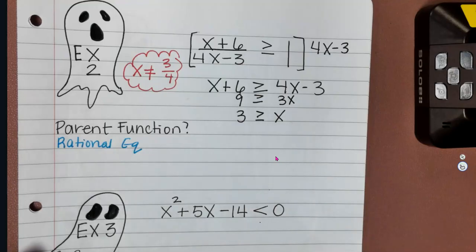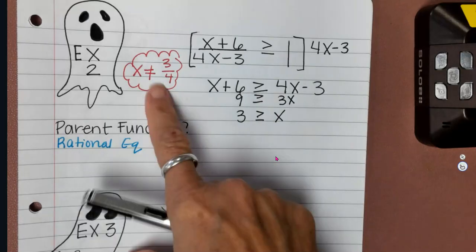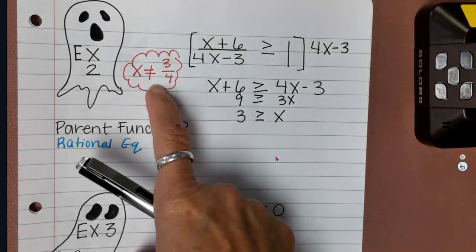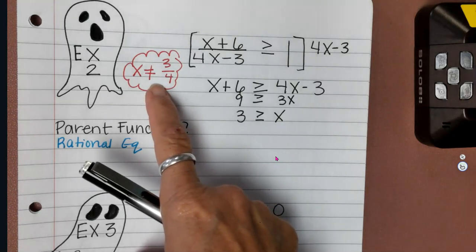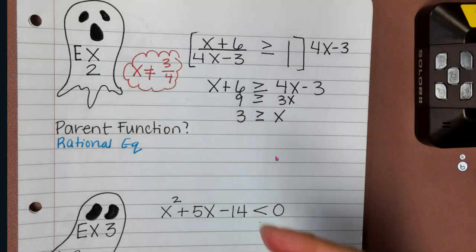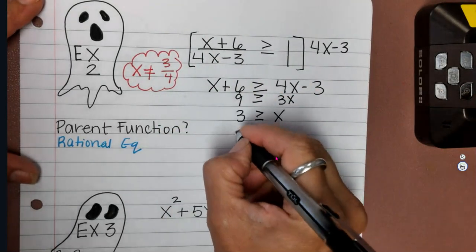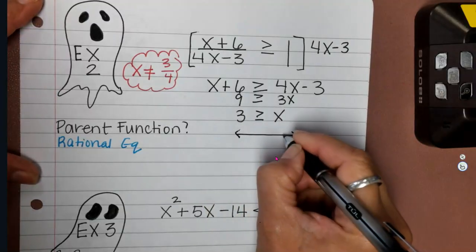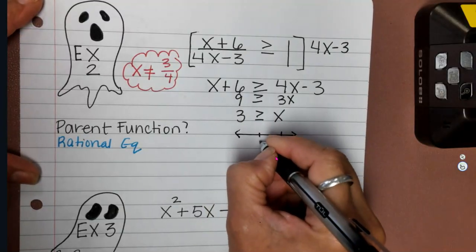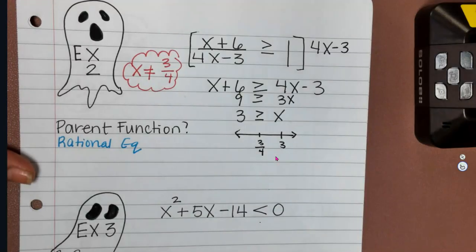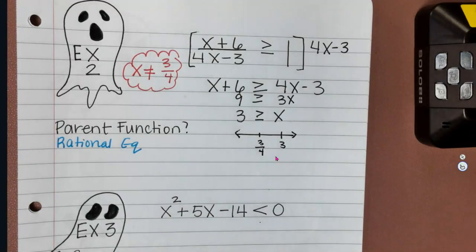Remember, these are like crazy wavy branches with U's and L's and weird stuff happening. There's something going on at x equals 3/4 because that's your asymptote. So we have to figure out what's going on. That's going on the number line. So here's my silly basic number line. Here's 3. Here's 3/4. Boom, you just broke it into 3 sections, guys.